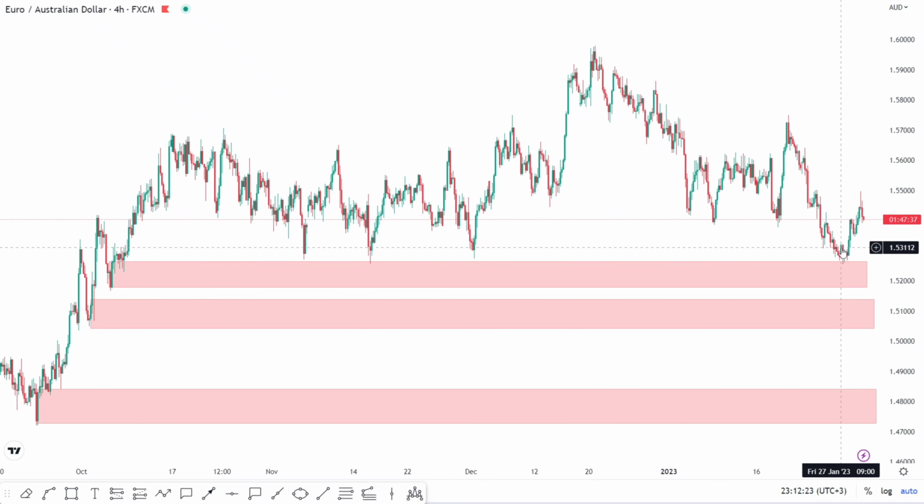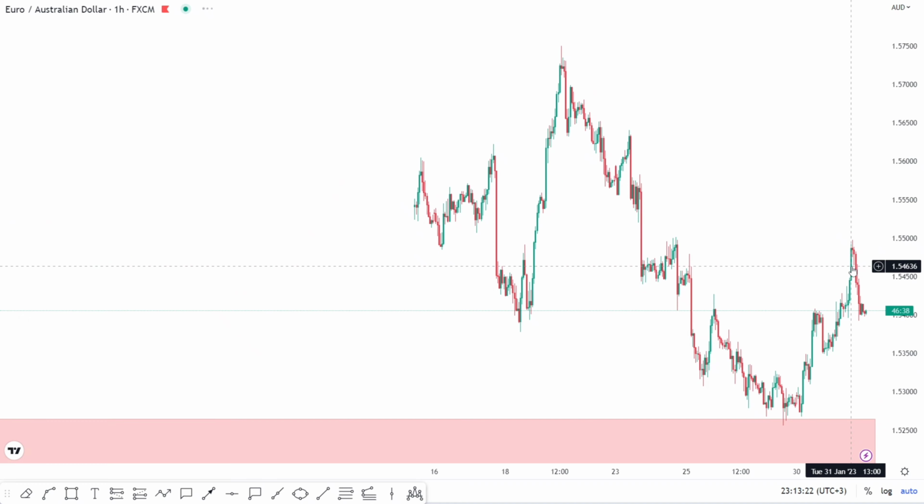Whether it's going to be a complete reversal or a retracement is none of my business. The most important thing is that I know I'm going to get a trade. So after marking my demand, which is here, because this is the next demand zone, I now come and look for my entries on the 1 hour time frame.